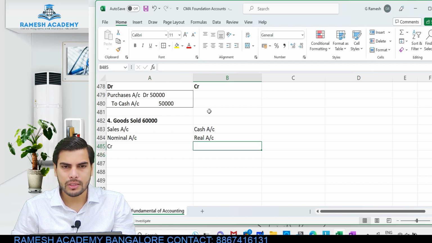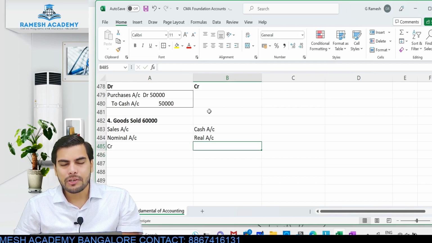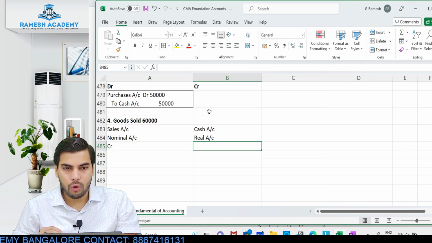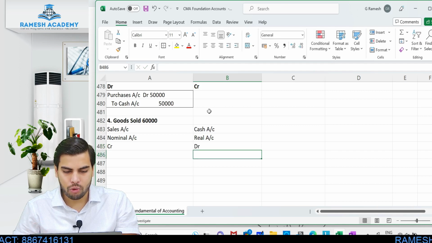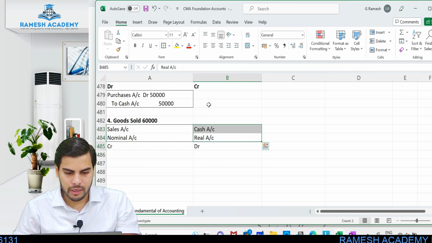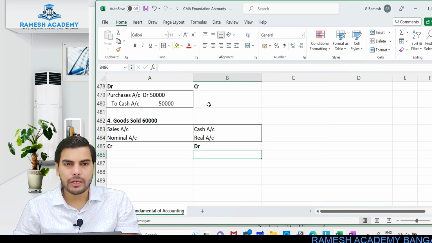Cash is a real account and the rule of real account goes like this. Debit what comes in, credit what goes out. When I'm selling the goods, don't you think the cash is coming into the business? Therefore, should I be debiting it or should I be crediting it? I just need to debit it. Okay, so this would be the rule. So I need to debit the cash and I need to credit the sales.